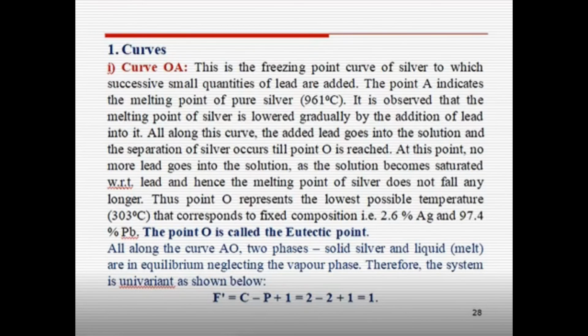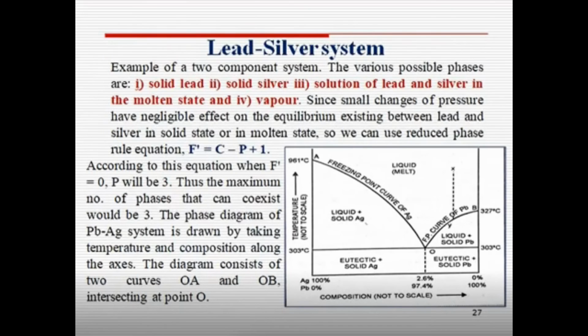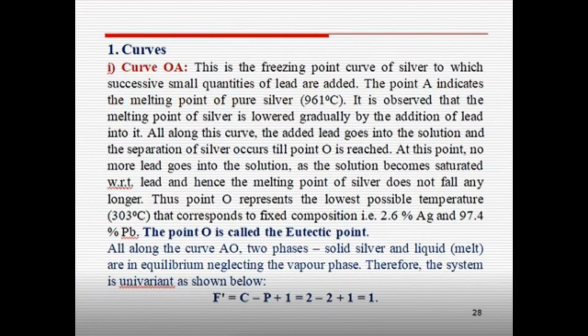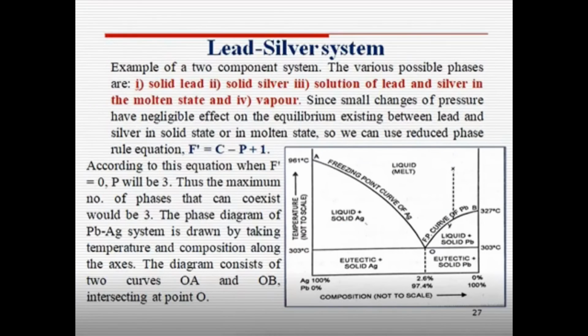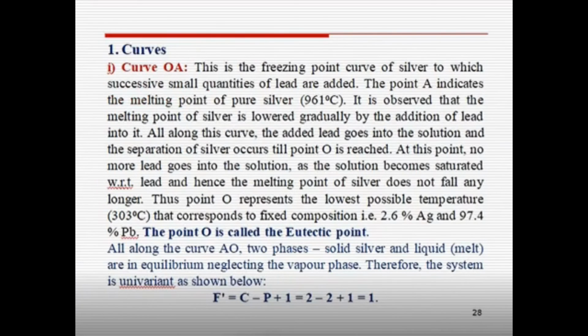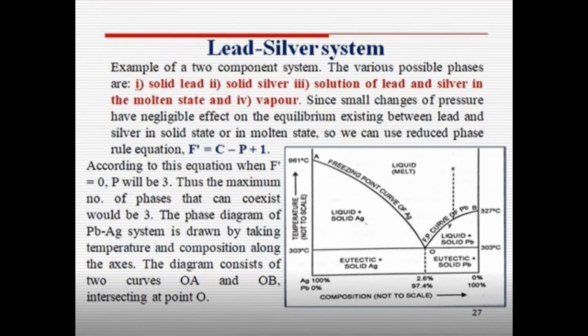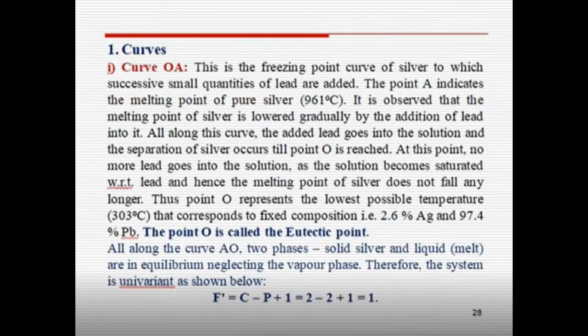All along this curve, that is along curve OA, there are two phases in equilibrium, solid silver and liquid melt. And here we are neglecting the vapor phase. Therefore, from the reduced phase rule equation, we can see that the system is univariant, because C is equal to 2, P is 2, we get F dash is equal to 1. So the curve AO represents a univariant system.